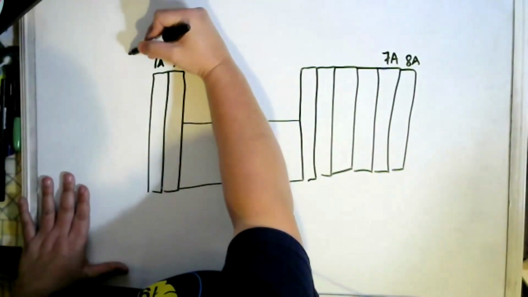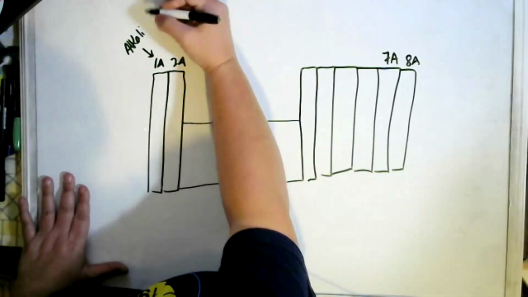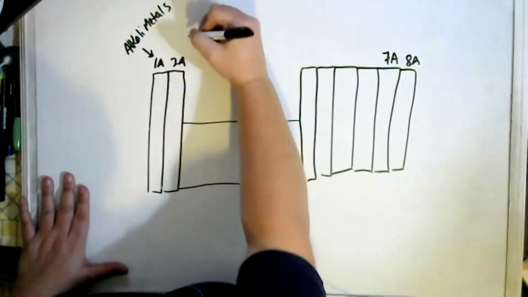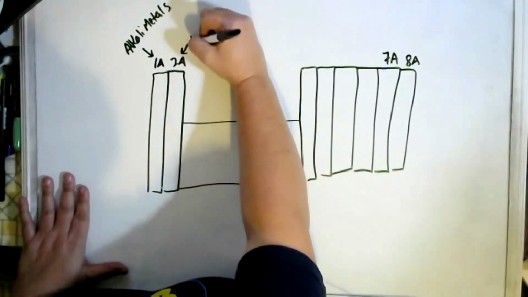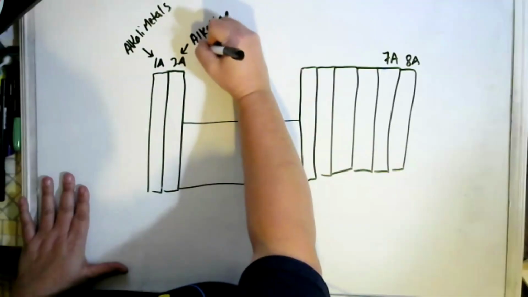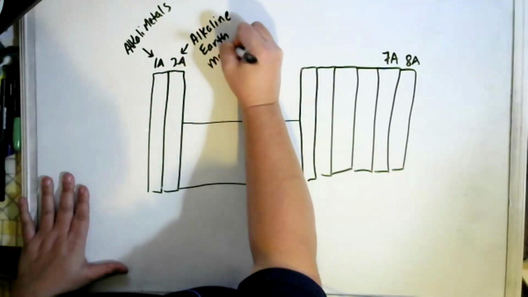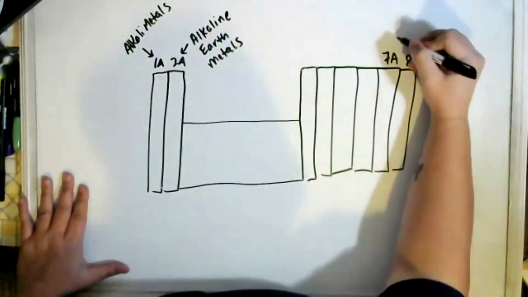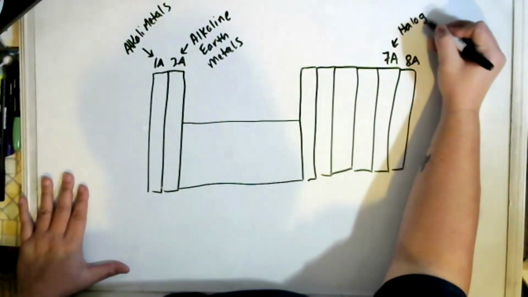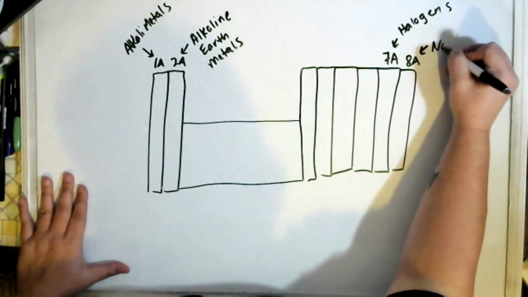Group 1A will be your alkali metals. Group 2A will be your alkaline earth metals. Group 7A would be your halogens. And then group 8A will be your noble gases.